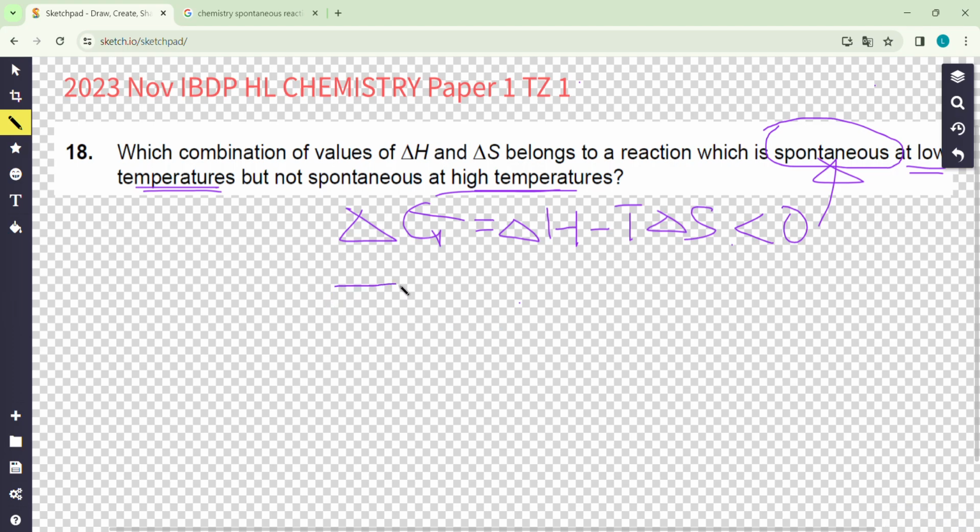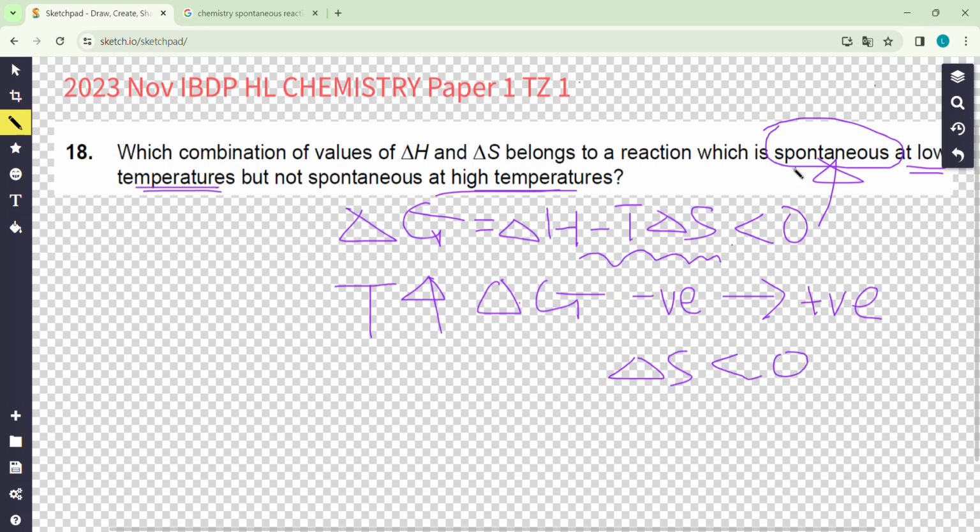So it means that when temperature increases, delta G, the Gibbs free energy, changes from negative to positive. So look at the second term. It means that when temperature increases, this term becomes more positive, making delta G finally positive. So it means that delta S has to be negative.